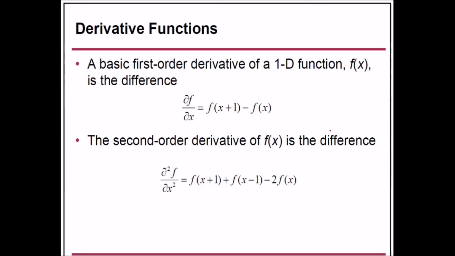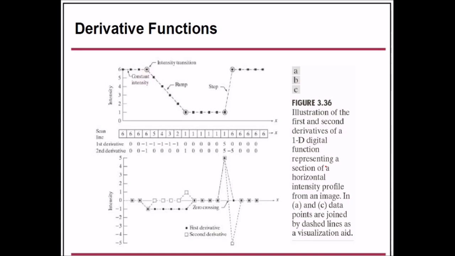Now we have derivative functions as well. The basic first order derivative of a 1D function f(x) is the difference, you know it. df/dx is f(x+1) minus f(x). This is the basic first order derivative of a 1D function. And the second order derivative is f(x+1) plus f(x-1) minus 2f(x). This is the second order derivative, which is the difference. This is the illustration of the first and second derivative of a 1D signal, right?